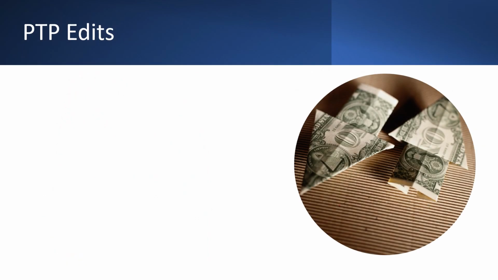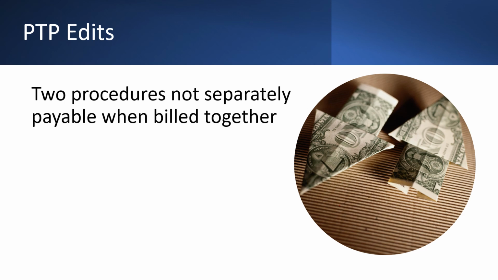Next, I'll take a few minutes to explain each set of edits. Let's start with the procedure-to-procedure, or PTP, edits. Medicare uses the PTP edits to ensure that two procedure codes are not paid when one would have been more appropriate. Examples would be a component of a more comprehensive procedure, or two services that will give you the same results, such as a virtual colonoscopy and a colonoscopy. These are automated edits added to the system by CMS. This means that a person does not review the claim.